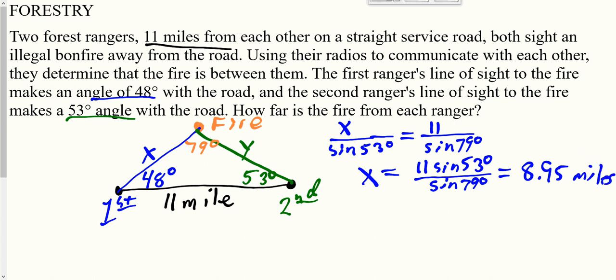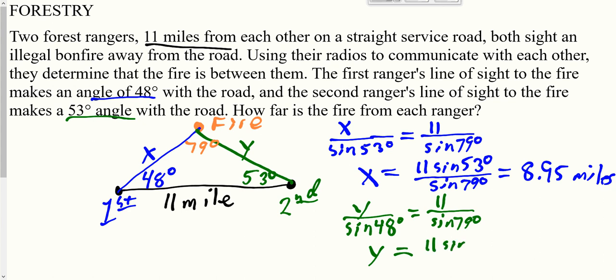Now, if we're looking for the y, I'm going to go y over the sine of the angle opposite, equals my opposite pair, my side, over the sine of the angle opposite. Then go ahead and get y by itself, so multiply both sides by the sine of 48, so I get 11 sine of 48 degrees over the sine of the angle opposite. Type that into my handy-dandy calculator, and I get this.